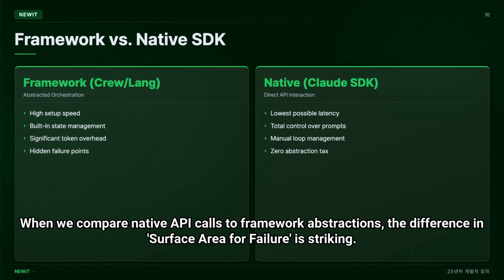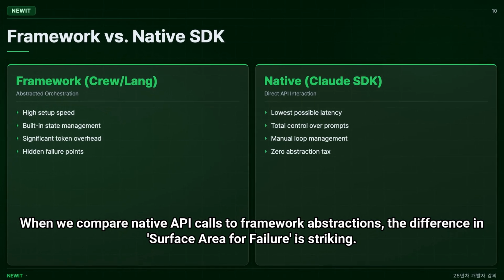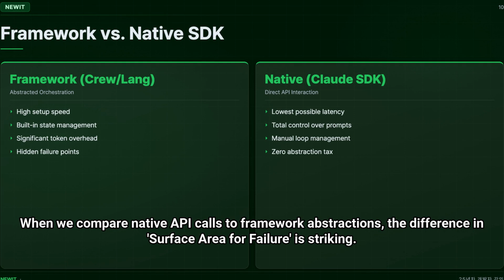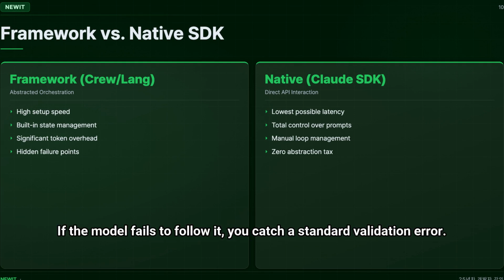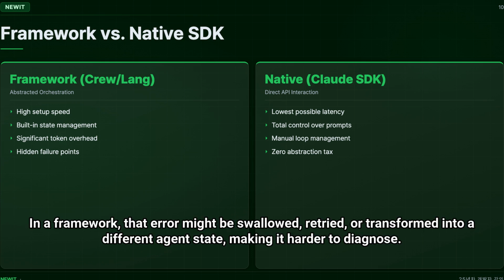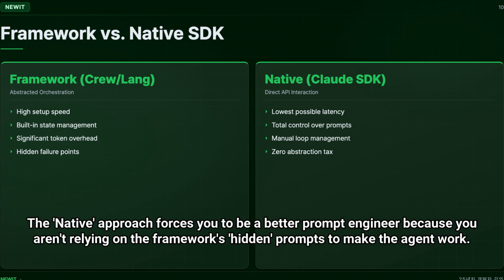When we compare native API calls to framework abstractions, the difference in surface area for failure is striking. In a native SDK call, you provide a clear JSON schema. If the model fails to follow it, you catch a standard validation error. In a framework, that error might be swallowed, retried, or transformed into a different agent state, making it harder to diagnose. The native approach forces you to be a better prompt engineer because you aren't relying on the framework's hidden prompts to make the agent work.